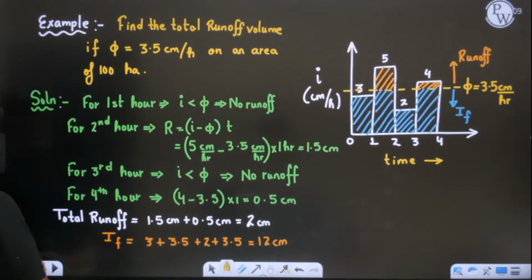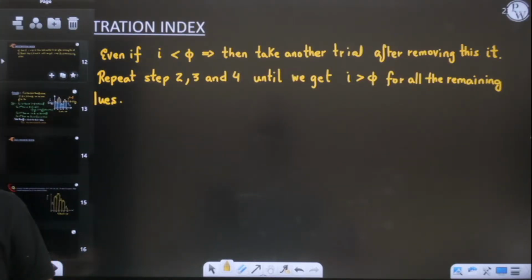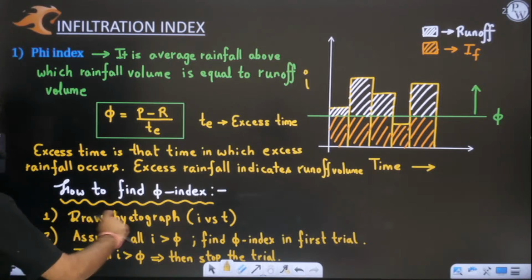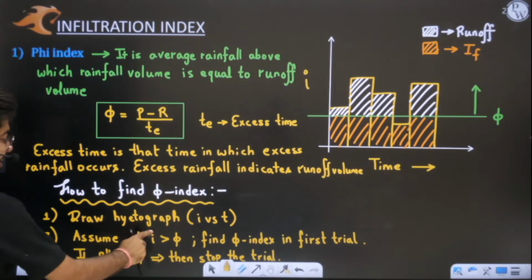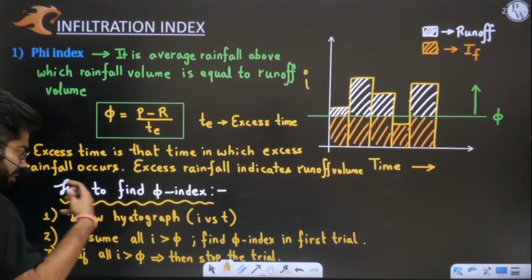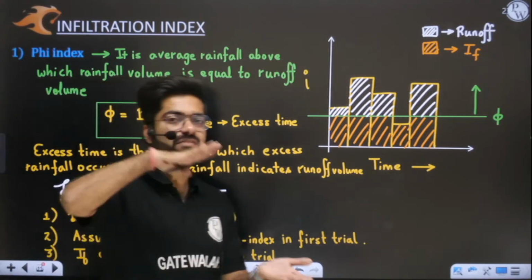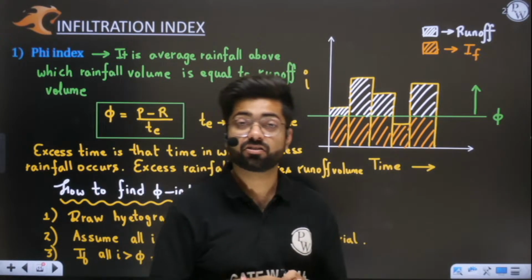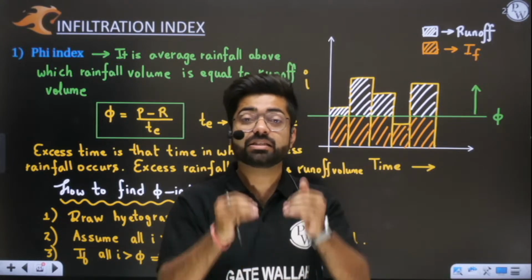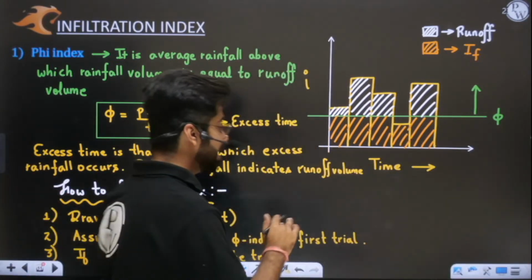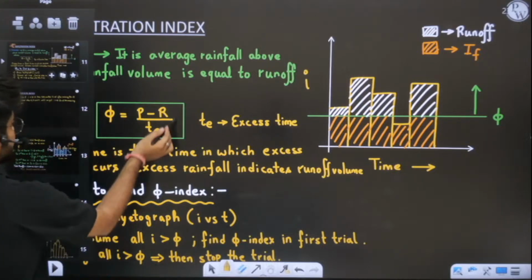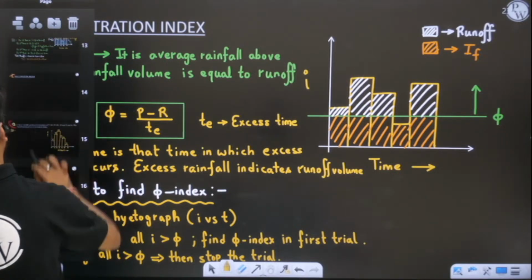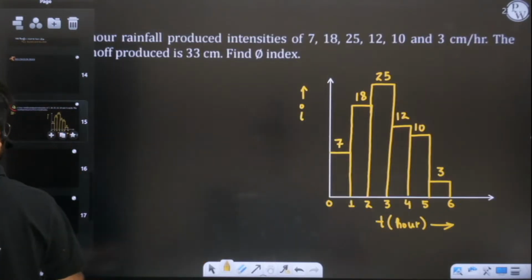Now the second step. Yes, first step is done. Now assume all I are greater than phi. I will assume that whatever phi value we are going to obtain in the first trial is less than all the I values. Remember this formula, we'll use this formula. Listen very carefully, otherwise you will get confused.